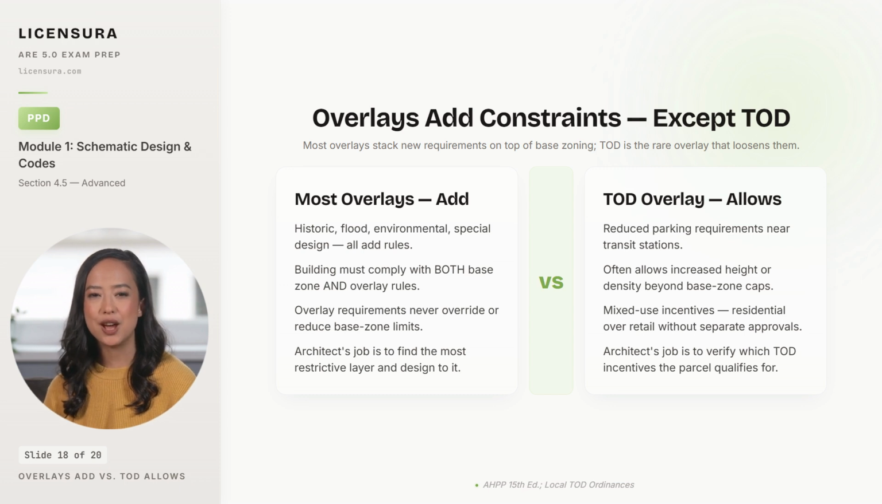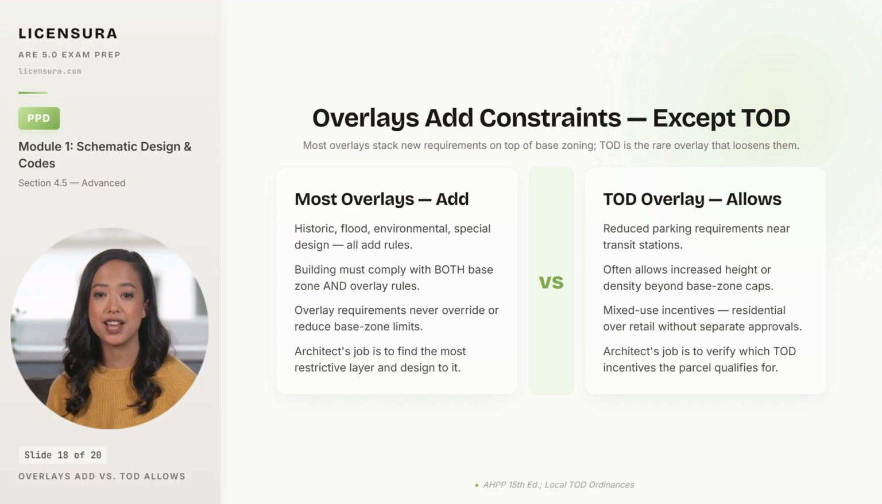The architect's job in a TOD overlay is to verify which incentives the parcel qualifies for and to design the scheme around the loosened constraints rather than the base zone ones. Missing the TOD incentives leaves entitlement value on the table that the developer expected to capture.